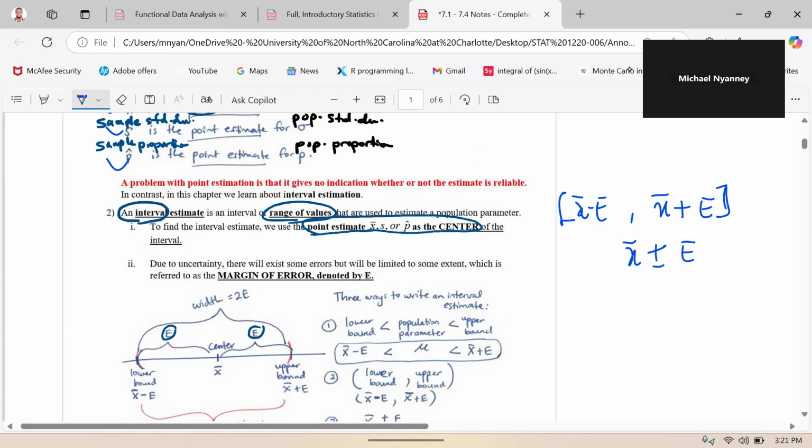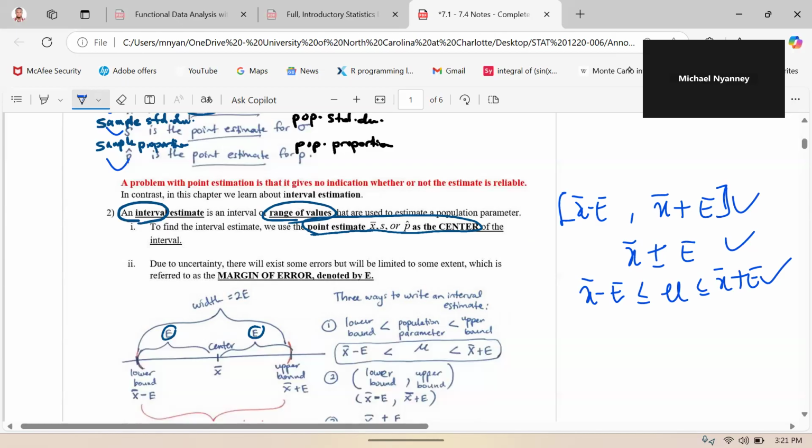Since you are estimating the population parameter, we can put the population parameter in between them: x bar minus E is less than or equal to mu, which is less than or equal to x bar plus E. So these are the three ways of representing the interval estimate for the population parameter mu.